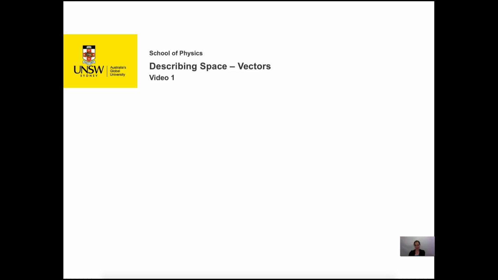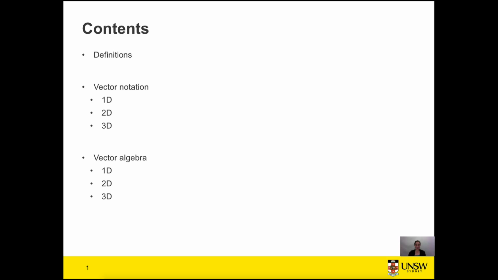Okay, so welcome to the first topic in the Physics 9120 course, Mechanics for Teachers. In this set of videos, we'll be reviewing scalars and vectors, I'd say with about a 99% focus on the vectors. So the videos will cover the formal definitions of scalars and vectors, vector notation and vector algebra in 1, 2 and 3 dimensions.